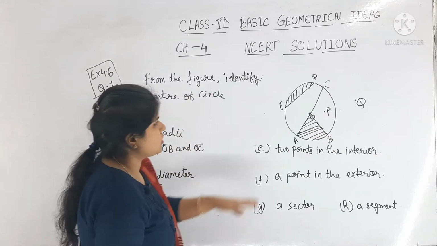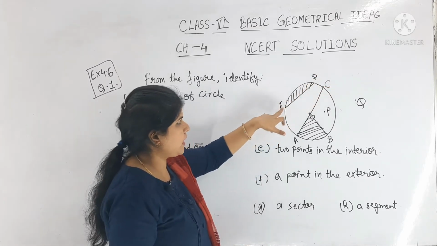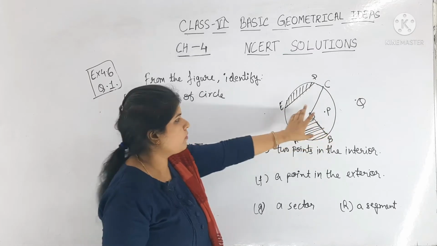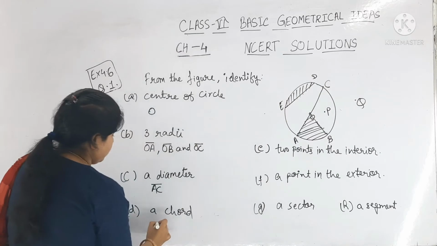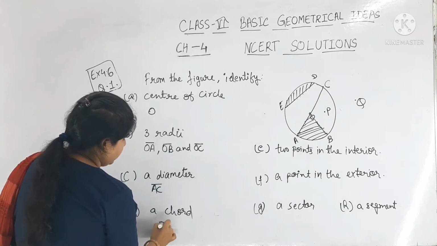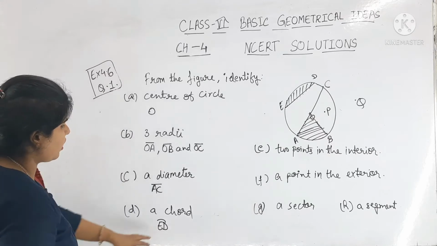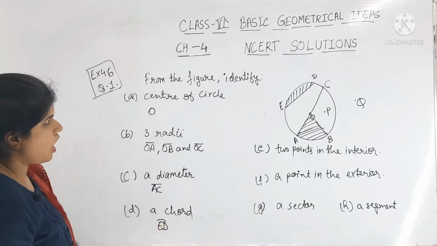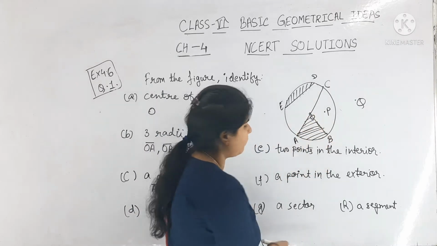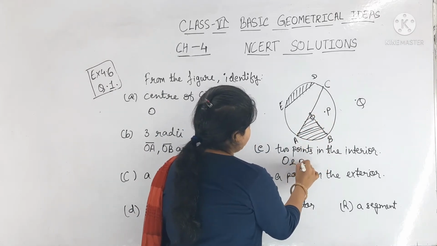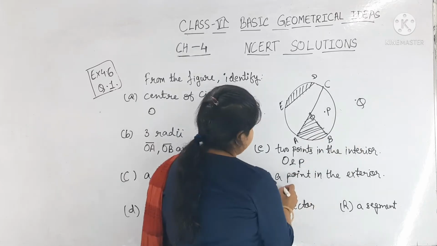A chord is any 2 points that lie on the circle and are joined like this, not through the middle. So here ED is a chord. This is one arc. Two points in the interior, you can see these 2 points O and P. O and P are the interior points. Here a point in the exterior is Q.